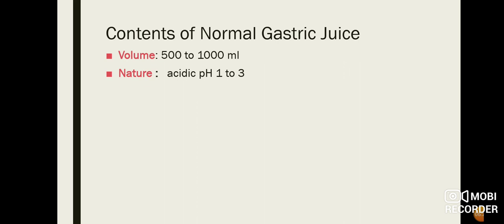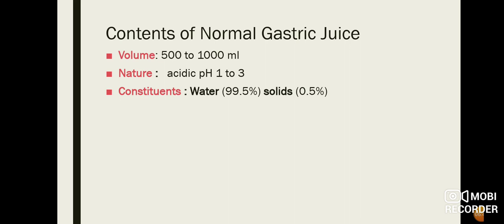Now, the contents of normal gastric juice, meaning what things are present in gastric juice. The volume, meaning the quantity: 500 to 1000 ml, that is 0.5 to 1 liter of gastric juice is secreted in an adult. The nature of gastric juice is acidic, since its pH is between 1 and 3.